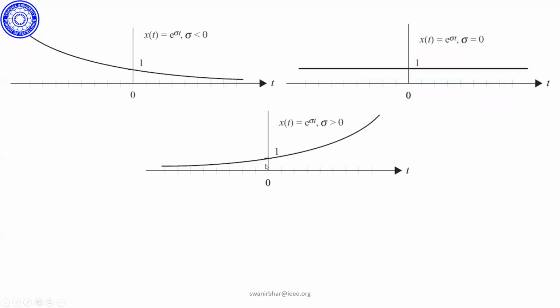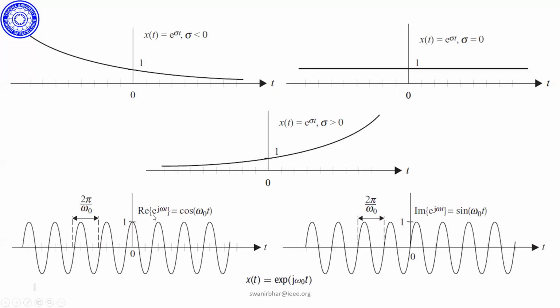If you see the outputs, when sigma is less than 0, it is exponentially decreasing. When it is 0, it is a constant value. When it is greater than 0, it is continuously increasing. Similarly, when sigma is 0, then it is cos and sine, the real and imaginary parts.